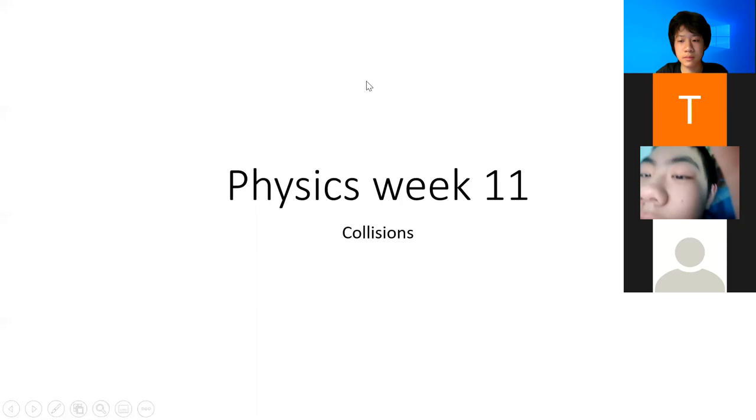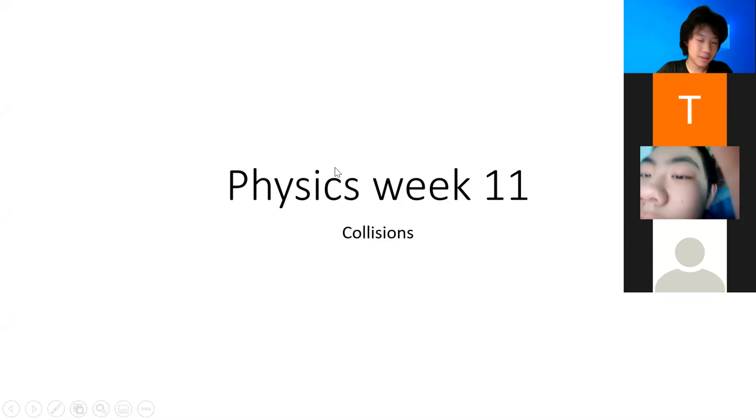Okay, so this week we're going to talk about collisions. And as we know, collisions are stuff that happens when two objects crash into each other. You would call this class Momentum Part 2, but since it's all about collisions, I've renamed it as the collisions class. So we're going to be talking about everything that goes on when two things collide with each other.